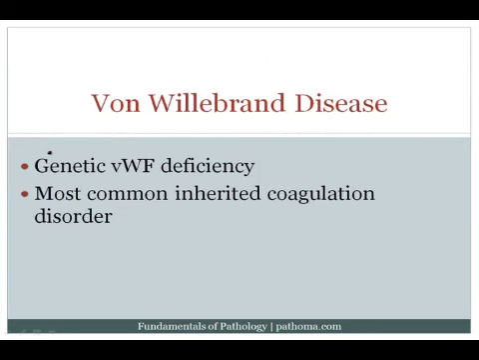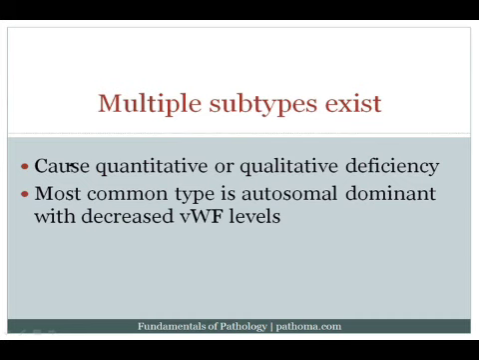The next of the disorders that we want to discuss is von Willebrand's disease, and this is a genetic defect in von Willebrand's factor. This is the most common inherited coagulation disorder, so that's very high yield. It's high yield to know that. It's also high yield to know this disorder. Multiple subtypes exist. We're not going to go into that level of detail here, but we can have qualitative or quantitative defects with von Willebrand's factor. We're only going to talk about the most common type. In the most common type, which is autosomal dominant, you get decreased levels of von Willebrand's factor.